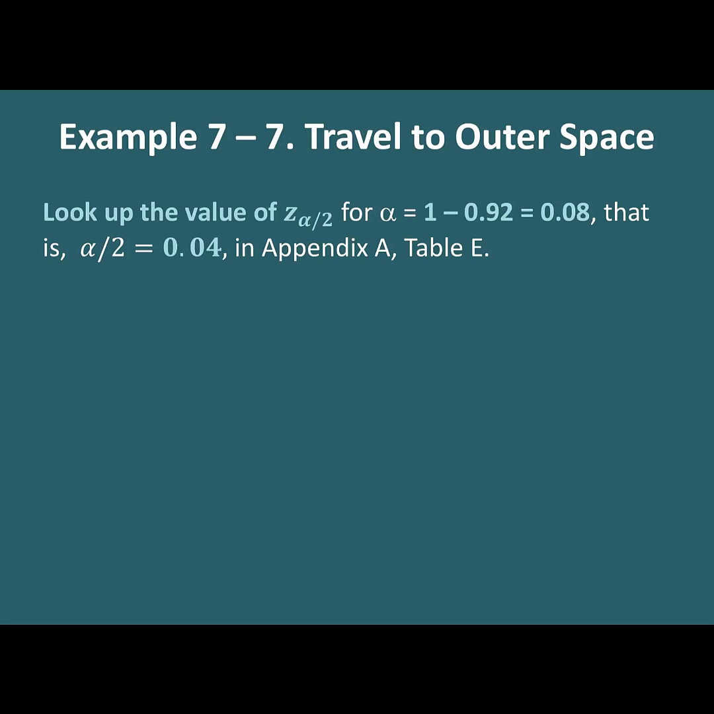Go ahead, pause the video, take a look at Appendix A, Table E, and see if you agree that our critical value is 1.75. Once again, it's to your benefit to check this on your own. If you agree, then you understand how to find these critical values in the table, which is going to be a very important skill in this chapter and the next.